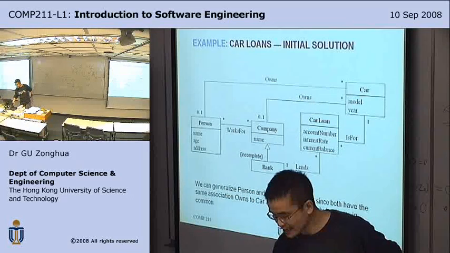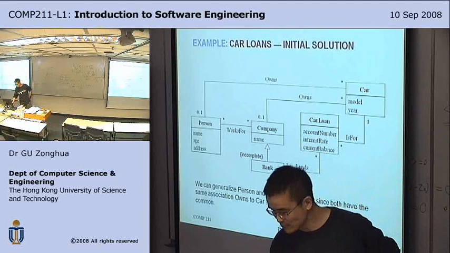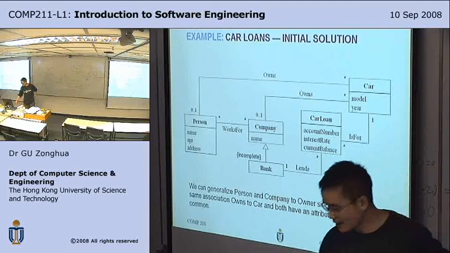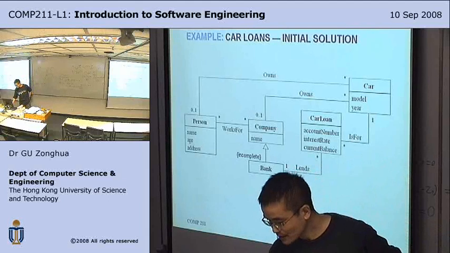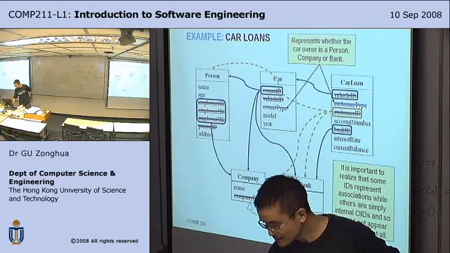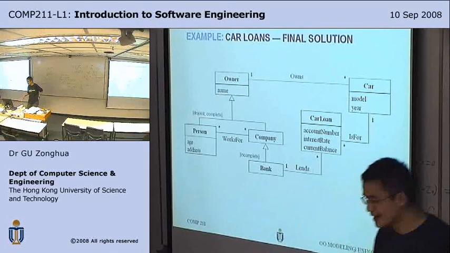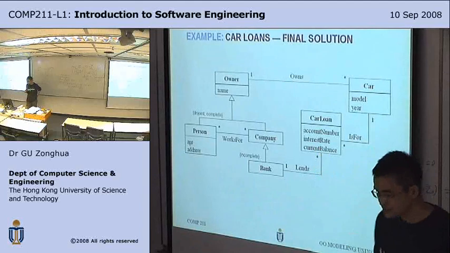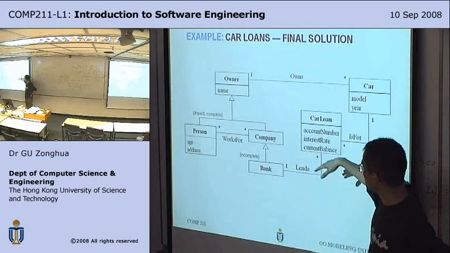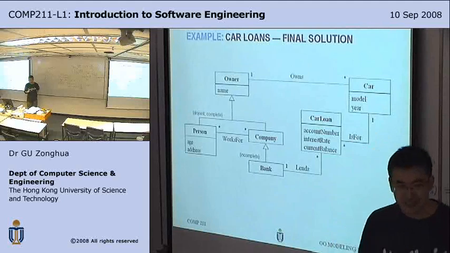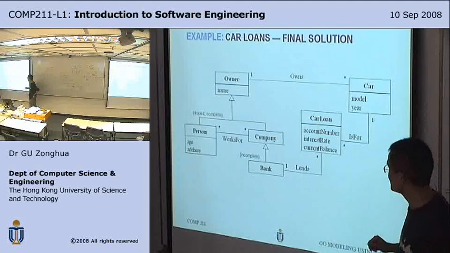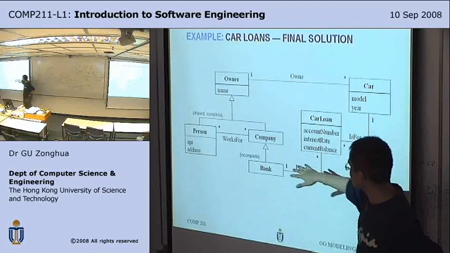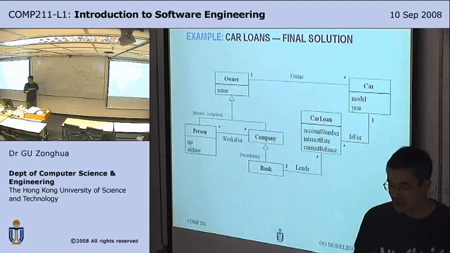So we can generalize again person and company to owner, since both have the same associations and both have an attribute name in common. Therefore, you can make the diagram more concise by generalizing another superclass owner. Then you can move the name attribute to owner. And also, the diagram is much simplified because you only need one association relationship between owner and car, which means that all the person, company, and bank automatically inherit this association.